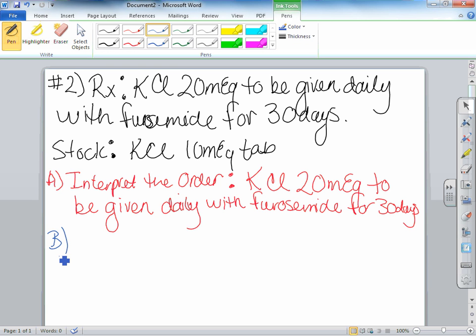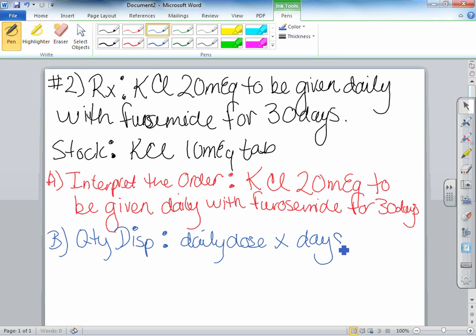B says, how many tablets need to be dispensed for this prescription? So they want you to tell them what quantity will be dispensed for this medication. So remember, in order to calculate that, you're going to take the daily dose and multiply it by the day supply.